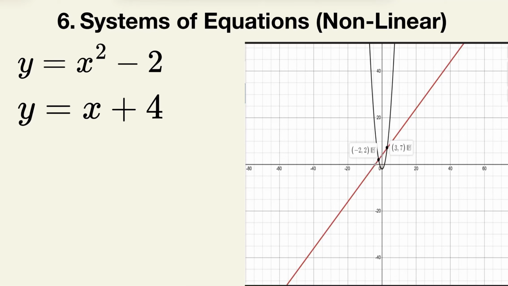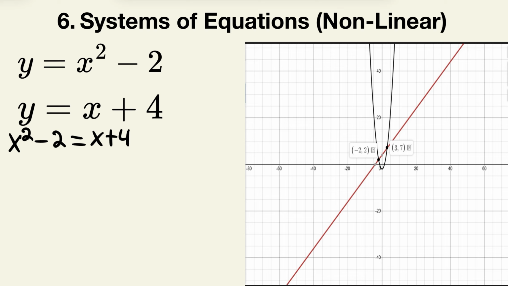So here for this problem, we do have a nonlinear system of equations, and both equations are equal to y. So what I'm going to do here is set them equal to each other. So that means we have x squared minus 2 equals x plus 4.